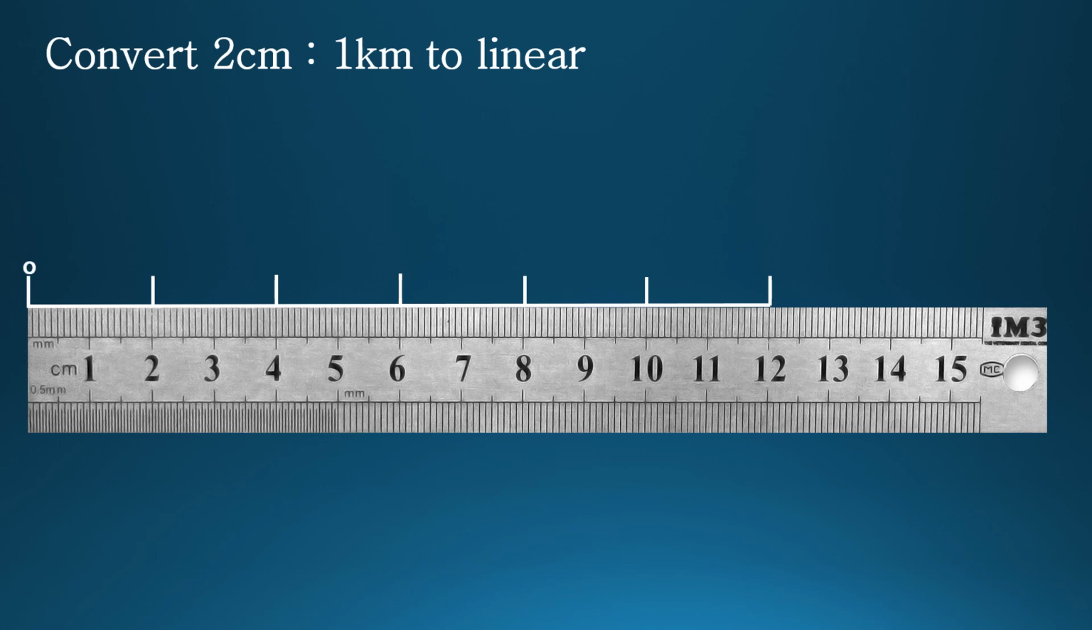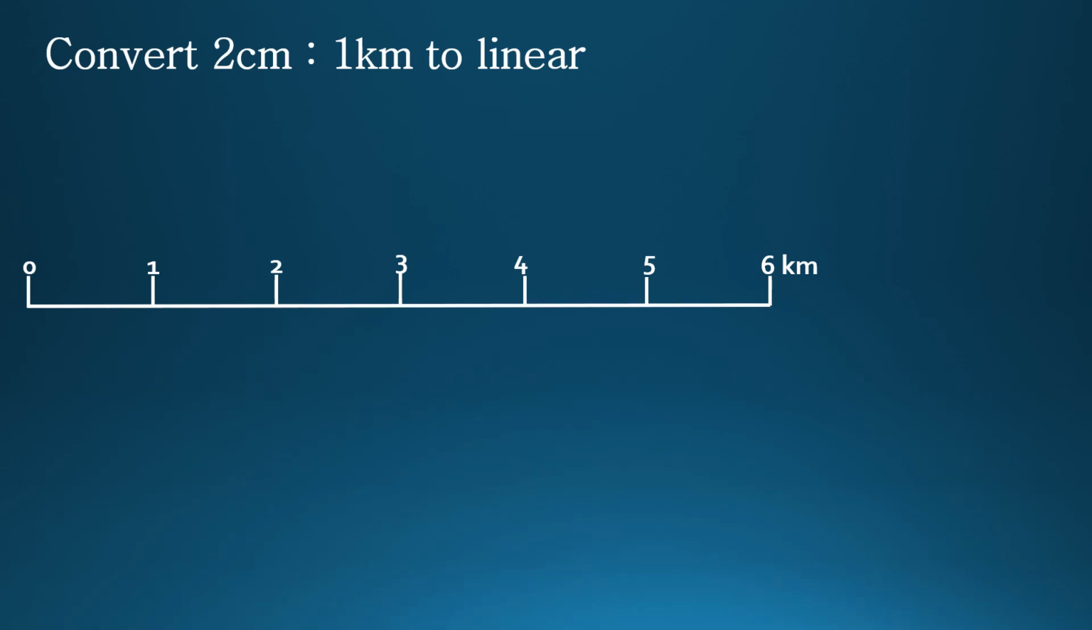Then we're going to now number our scale by saying 0. And we're going up by 1 kilometer each time. So we say 0, 1, 2, 3, 4, 5, 6 kilometers. And there it is, class. Our linear scale is complete. And this linear scale represents the statement 2 centimeters to 1 kilometer.